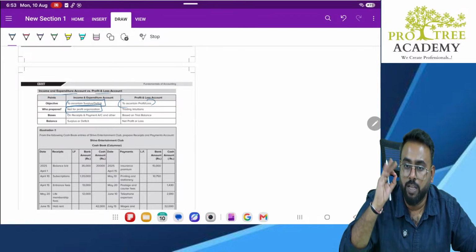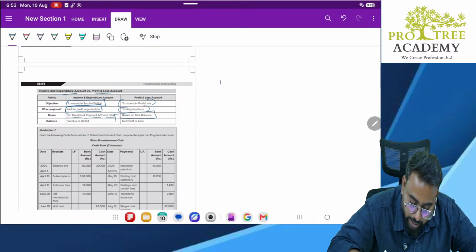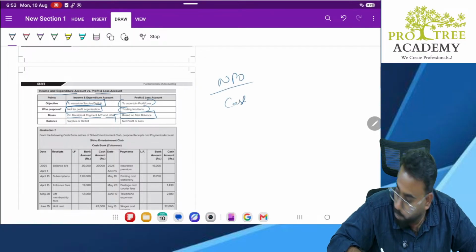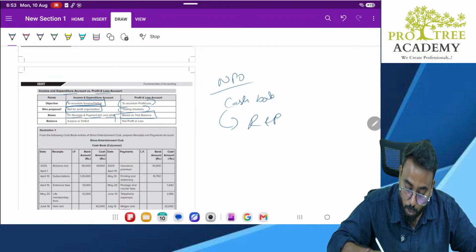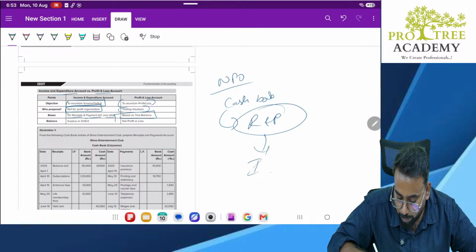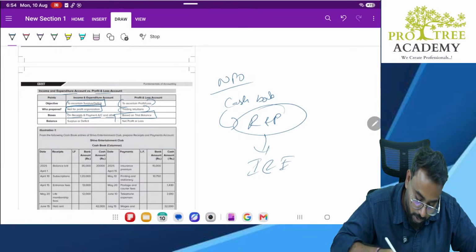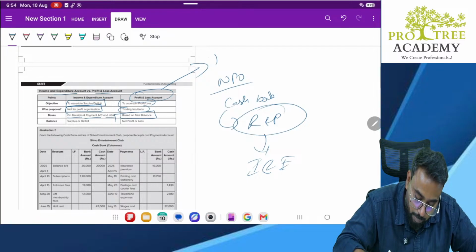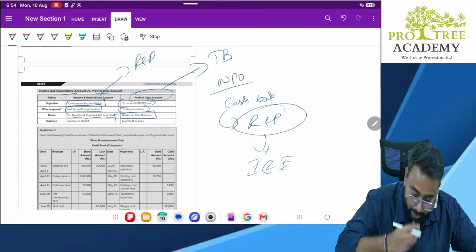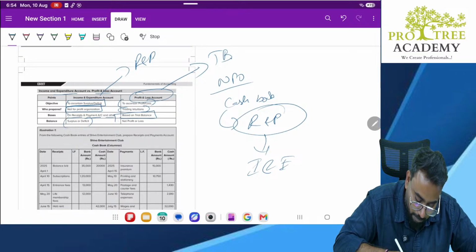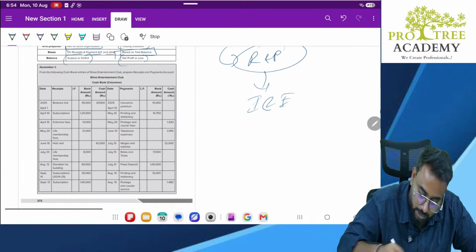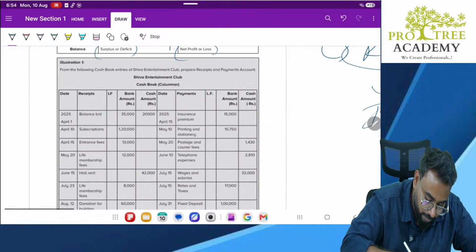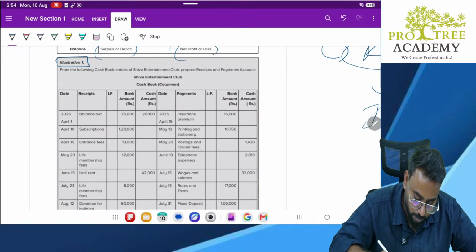See, I told you the most important part of NPO is to maintain cash book. Out of this cash book only you will prepare receipts and payments. Based on this receipts and payments only we will prepare income and expenditure. Clear? P&L is usually prepared from trading trial balance. Here it is usually prepared from RPT, receipts and payments. The balance is surplus or deficit. Here it is net profit or loss. Clear? Okay, let's go for illustration number 1.